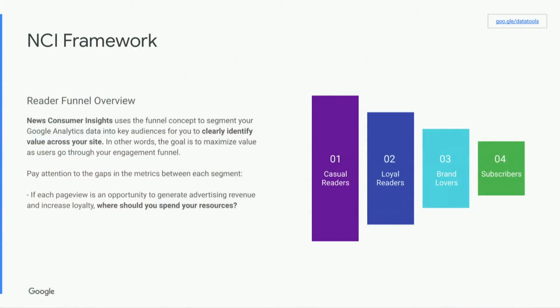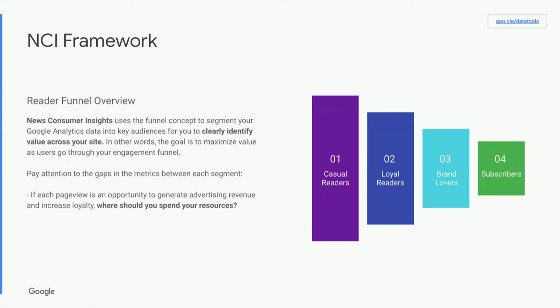So what our report works on and uncovers is this framework here. We have our casual readers to our loyal readers to our brand lovers and subscribers. And what this report will help uncover is which readers drive value across your site, how you build a loyal user base, how you can improve engagement with those users, or how you could convert your users into paying customers with a subscription model. Now, what we want to do is pay attention to the gaps in the metrics that you find within this report.